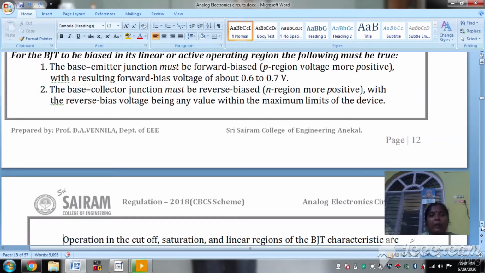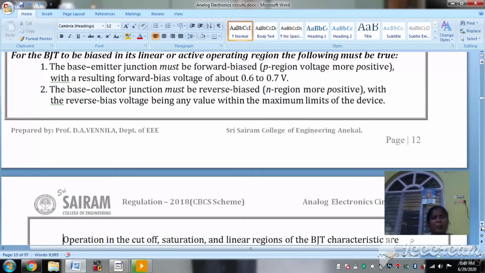Otherwise we won't get a stable output. If the operating point changes, then your output also will change. That is, you won't get a stable output. So you have to maintain your operating point constant. For that we need to stabilize the Q point. Q point is nothing but your operating point.